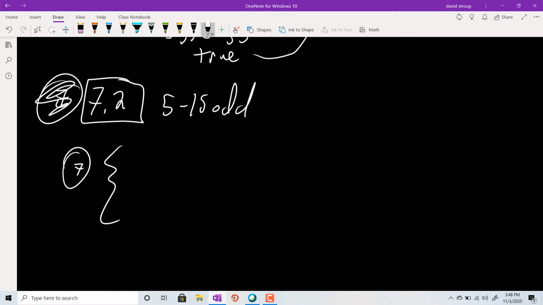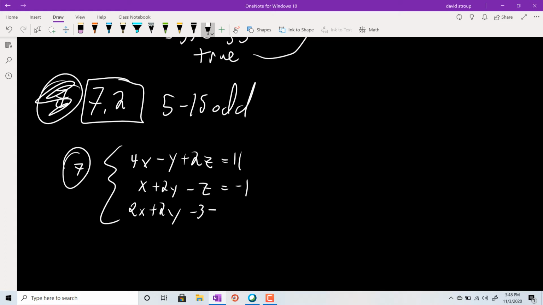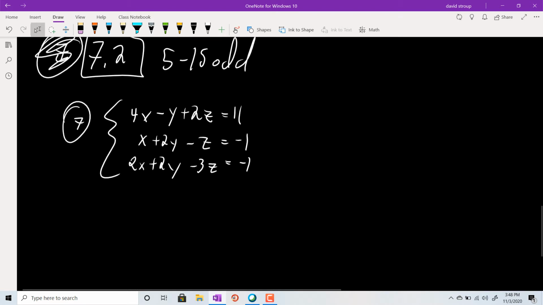Okay, so 4x minus y plus 2z equals 11. And then x plus 2y minus z equals -1. And then 2x plus 2y minus 3z equals -1. I'm going to just make sure I copied it correctly, right? Because that's half the battle.